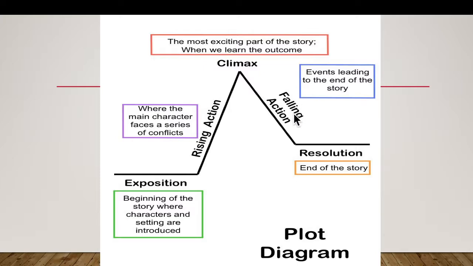Then we have a falling action, the events after the characters find a way to solve the problem, what happens afterwards. And we have the resolution, which is the end of the story, where usually the author says that characters lived happily ever after. So this is a plot diagram. Plot is what? Plot is what happens at the beginning, middle, and end of the story in the correct sequential order. Plot has these parts: exposition, rising action, climax, falling action, and resolution.